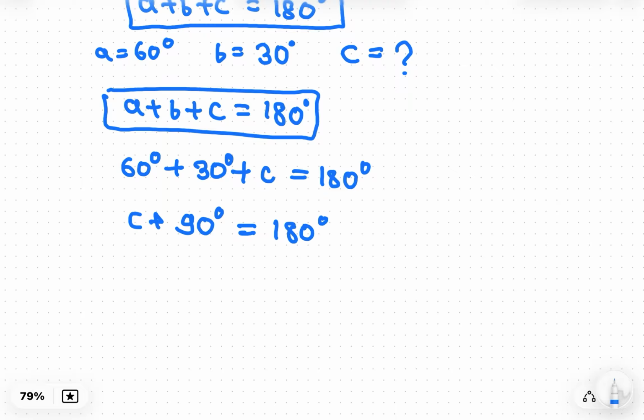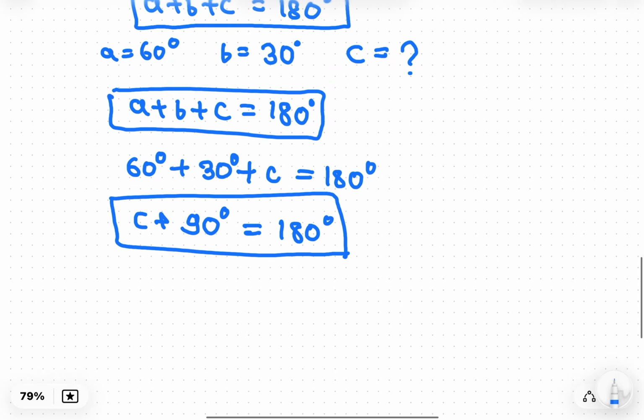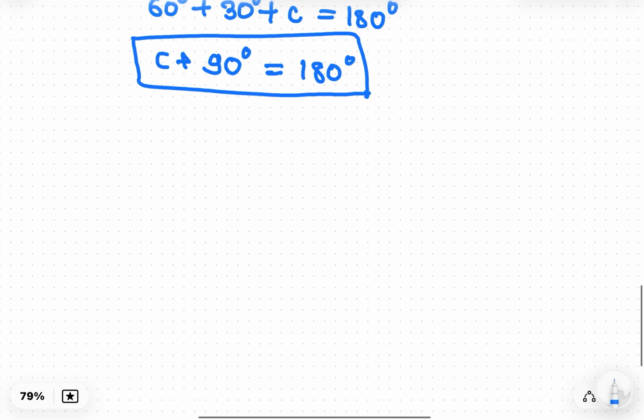Now how will we solve this equation? This is a linear equation, and to solve it, first we need to know which expression is the algebraic expression. The left hand side is the algebraic expression. C is a variable. What is a variable? Its value is not constant. It depends on the expression. If it was C plus 45 degrees equal to 90 degrees, then we would have a different value of C, and here we will find the different value of C.